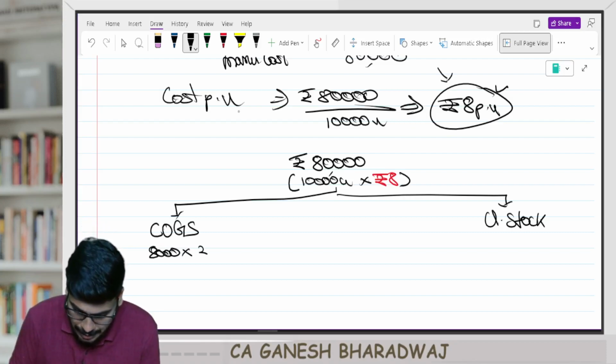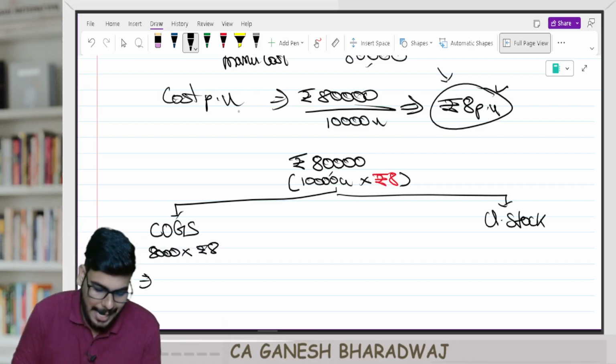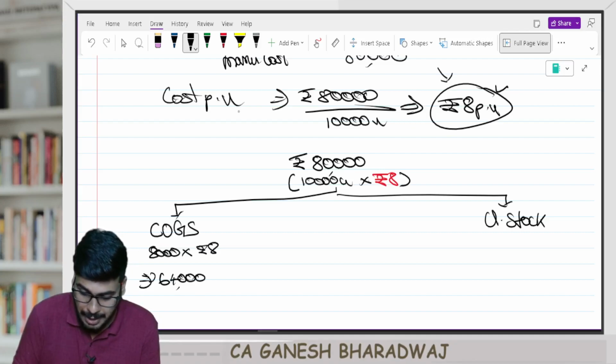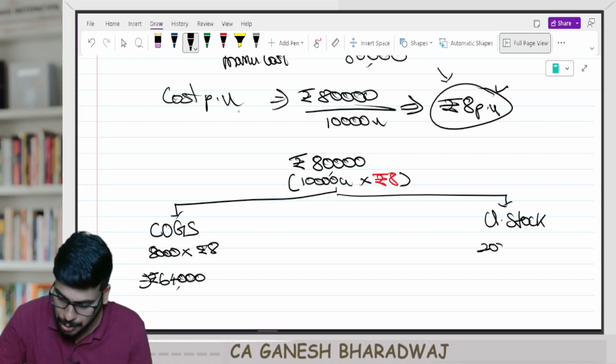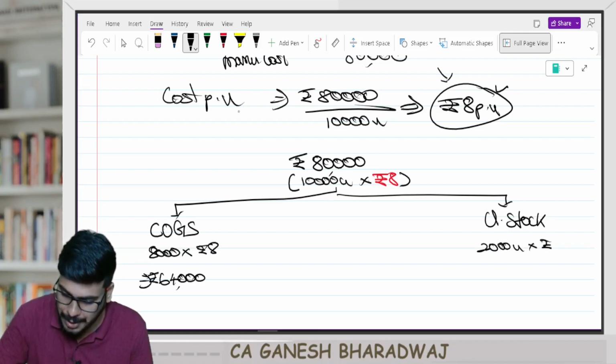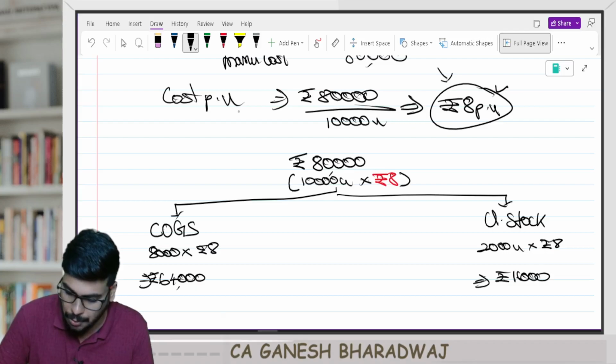8 rupees, yes, into rupees 8. How much is this? 8 8 is 64. So it's going to be 64,000 rupees. Whereas closing stock, how many units are there? 2,000 units, each valued at the rate of rupees 8. So this gives you a cost of rupees 16,000. Are you clear with this, guys?